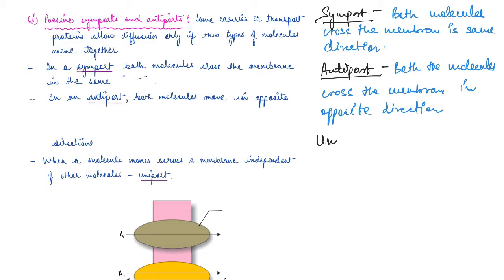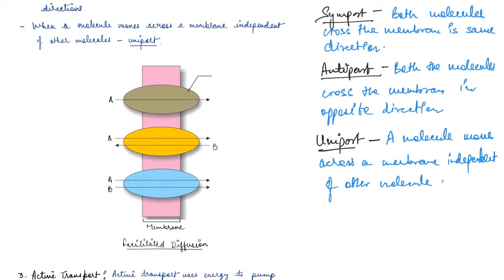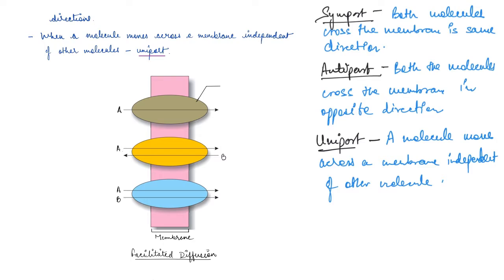So now third is uniport. Uniport is something when a molecule moves across the membrane independent. Now, both the molecules are not dependent on each other, right? Independent of the other molecule. It is uniport. Uniport, right? So, we'll see the same thing here in the diagram as well.